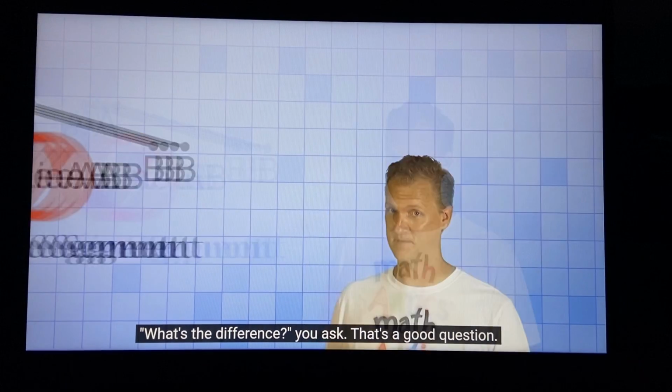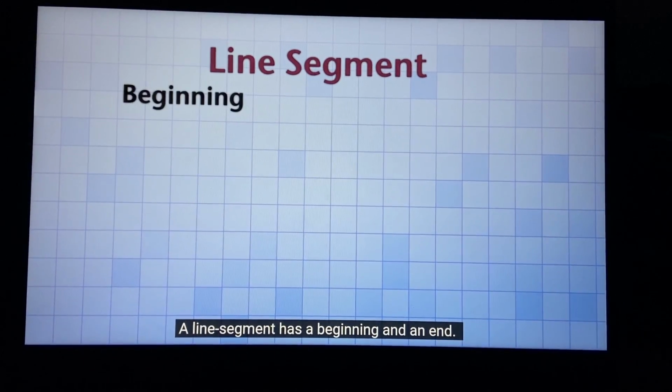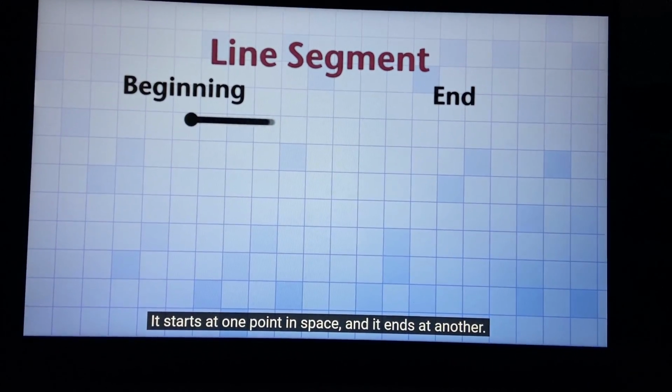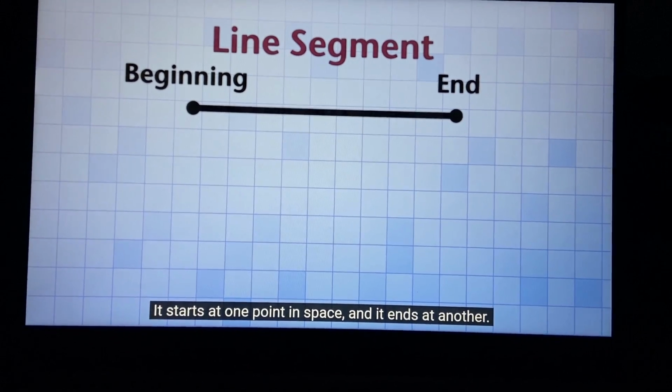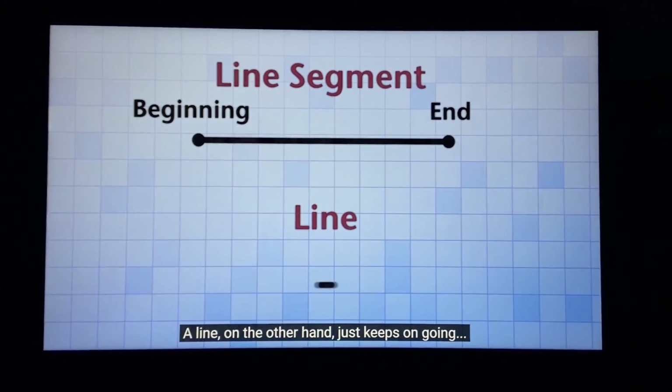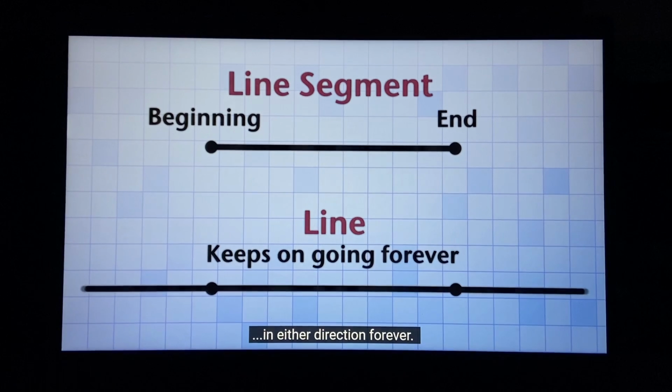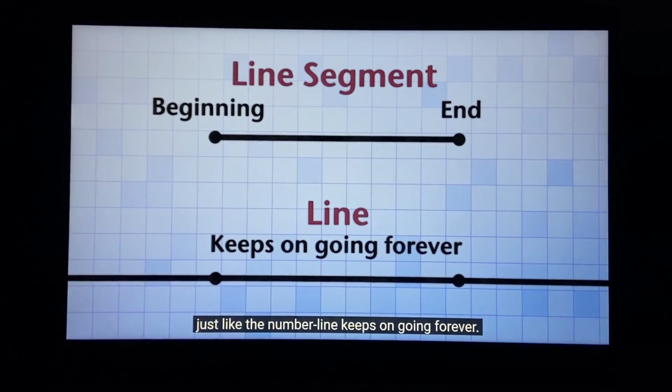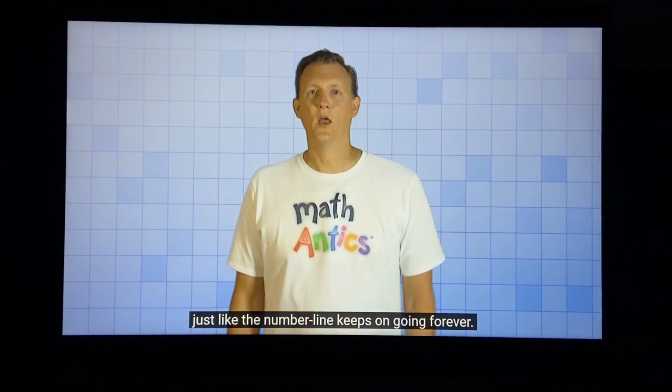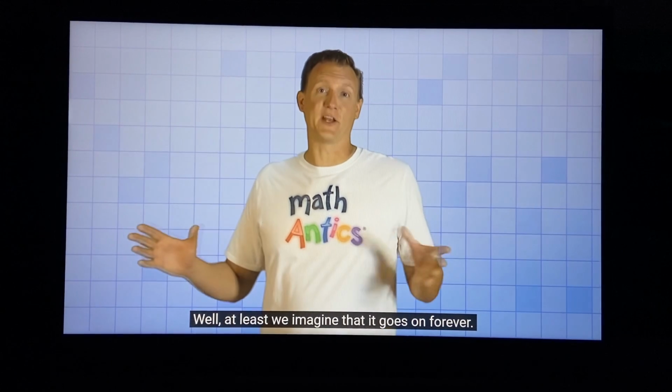That's a good question. A line segment has a beginning and an end. It starts at one point in space and it ends at another. A line, on the other hand, just keeps on going in either direction forever, just like the number line keeps on going forever. Well, at least we imagine that it goes on forever.